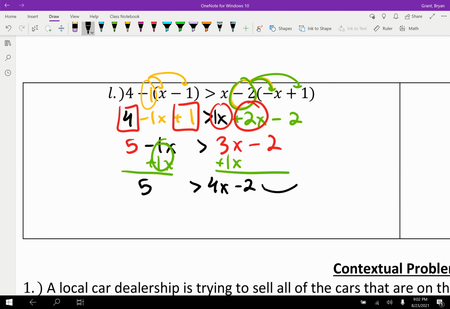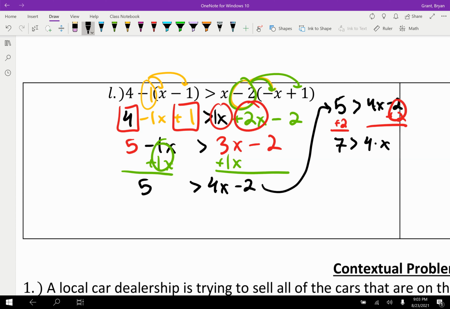Okay. You can see that I'm going to run out of room, so I'm going to move over to this side. So we have 5 is greater than 4x minus 2. And to isolate x, since there's a 4 multiplying and a 2 subtracting, we should probably add 2 to each side. That gives me 7 is greater than 4 times x. So last but not least, we should probably divide both sides by 4.